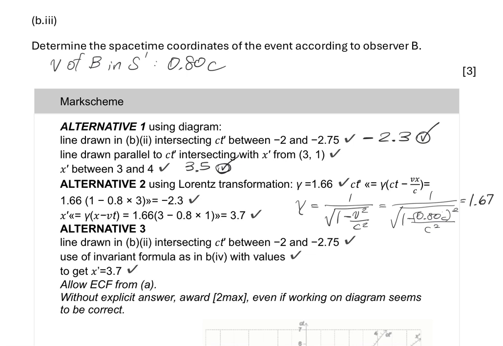I personally like using the diagrams. That's the whole point of the diagrams, right? And also the question has a diagram, so why not use it? And then they say, as a third alternative, you can actually use the invariant equation, showing space-time invariance between the two different frames. You can do it that way. I think that's the most awkward way of doing it.